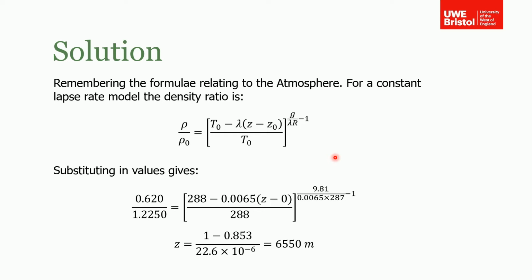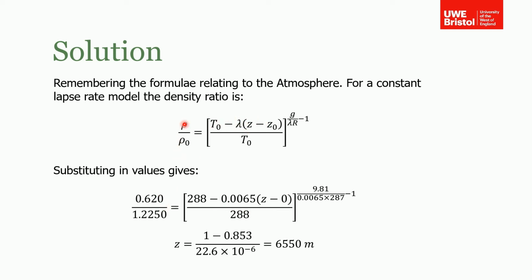So if you remember back to the lecture on the atmosphere, we know that for a constant lapse rate layer, the density ratio is given by this relationship. If you're not sure where this comes from, go back and have a look at the lecture on the atmosphere. And just to remind you that all the subscript zeros in here are the conditions at the base of the layer. So it's the density at the base of the layer, the temperature, and the altitude.